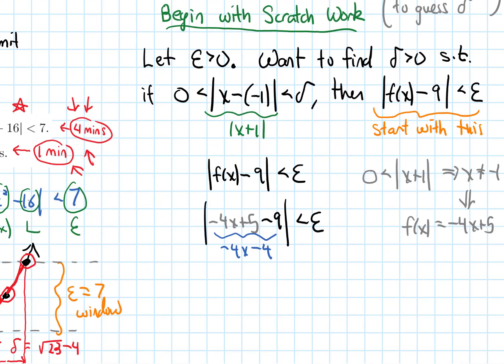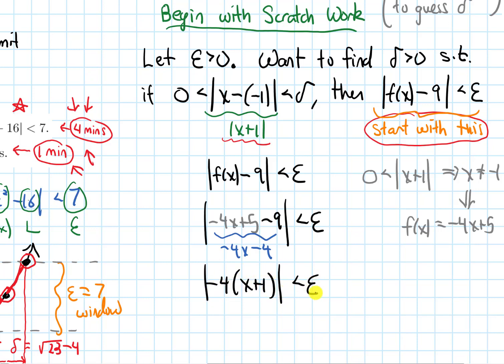Okay, and remember, my goal when we start with this is to try to make it look more like this delta absolute value inequality. So I need to get this x plus 1 in the absolute value. I can make that happen if I factor out a negative 4. It leaves me with x plus 1 in absolute value less than epsilon.